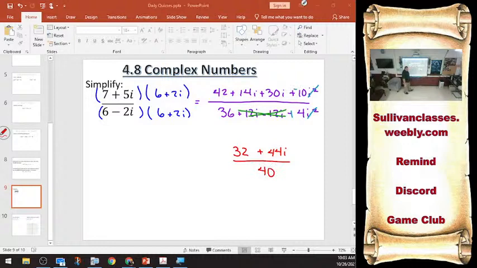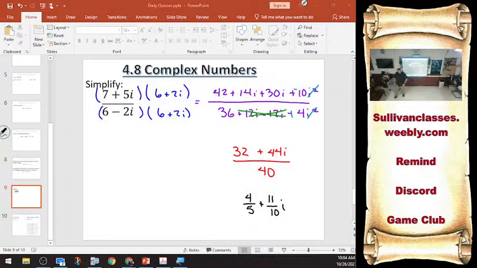Be careful what you do from here. Don't reduce like a freshman. They're both over 40. Reduce them both. 32 over 40 reduces to 4/5. 44 over 40 reduces to 11 tenths i.